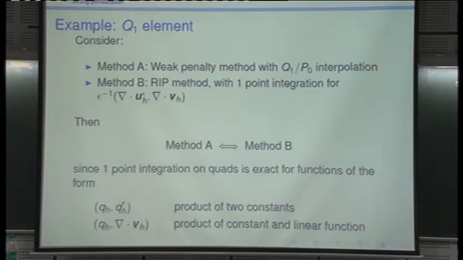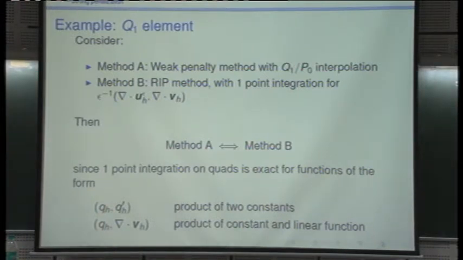For the linear element, it turns out that if you consider one method, which is the weak penalty method with Q1 P0, so that is bilinear velocities and piecewise constant pressures. That's method 1. And then you consider method 2, which is the RIP method with only one point integration, piecewise constants. Then it turns out that you can show analytically that method 1 is exactly equivalent to the RIP method. Exactly equivalent.